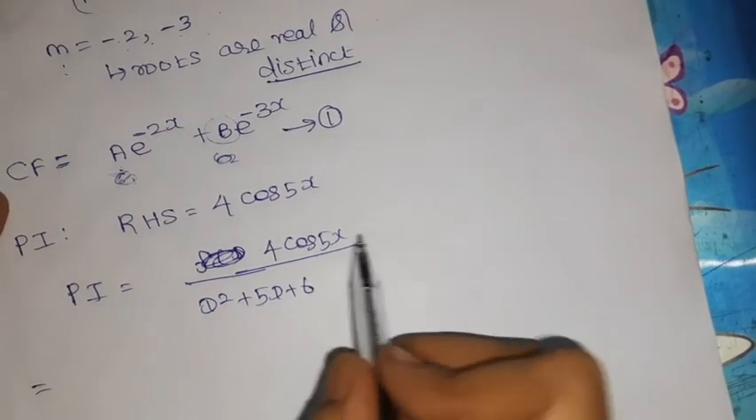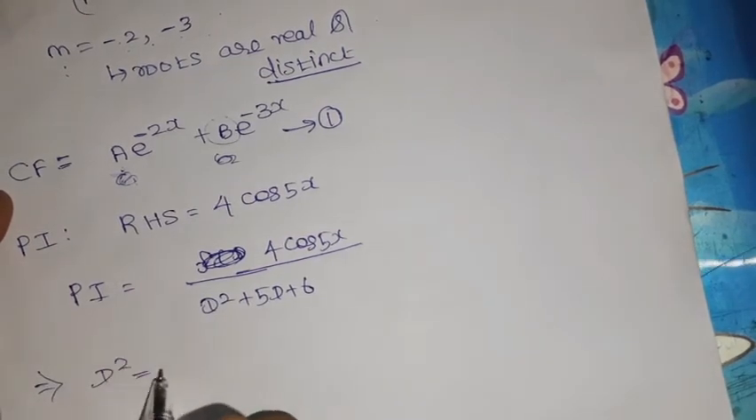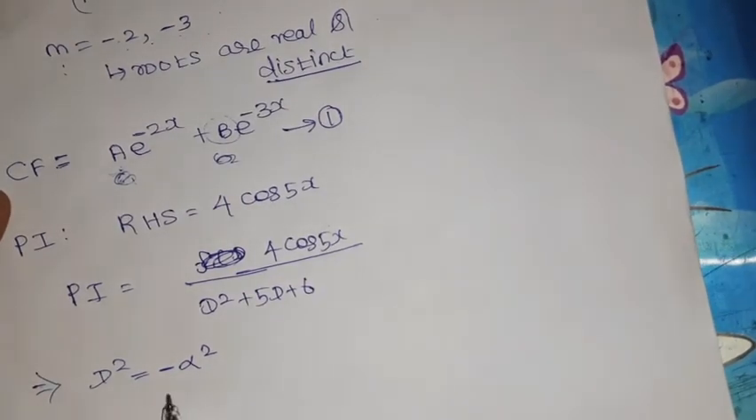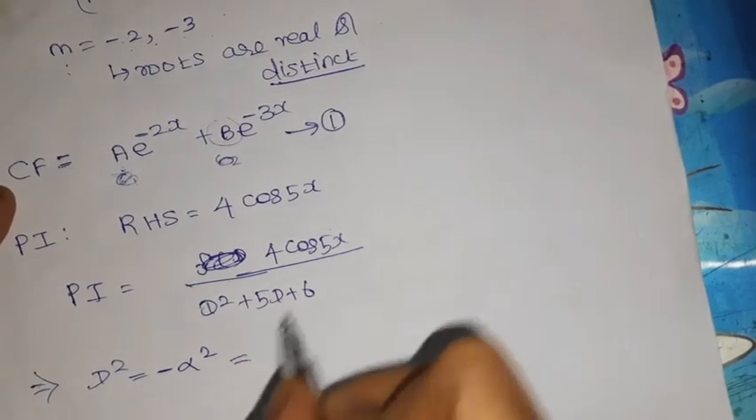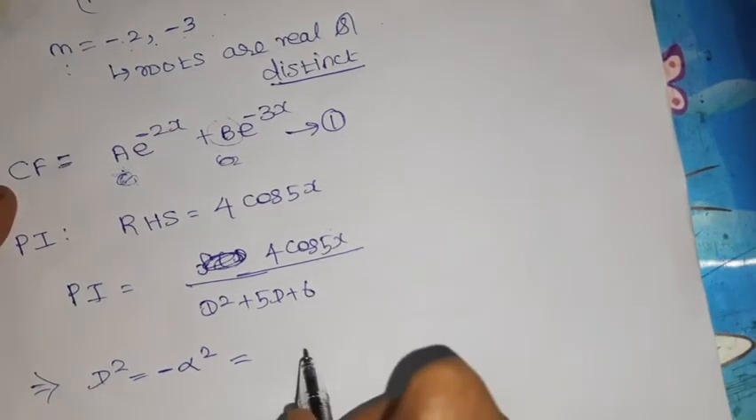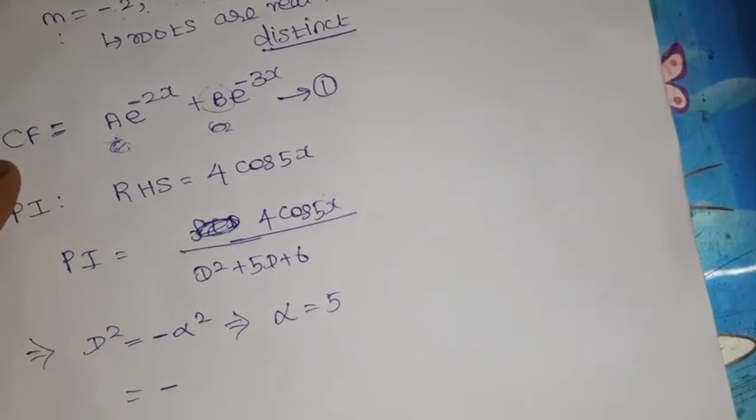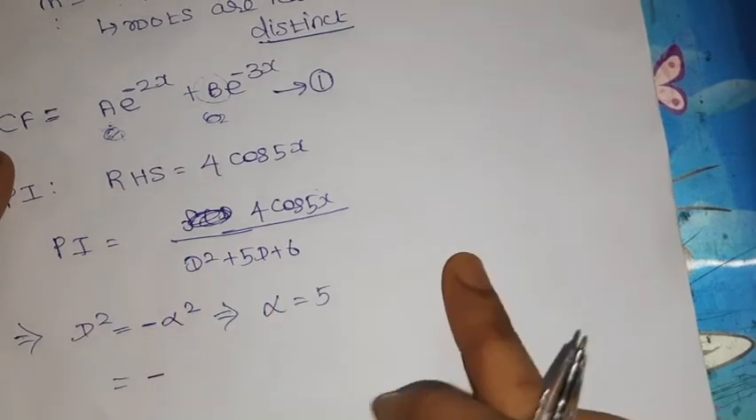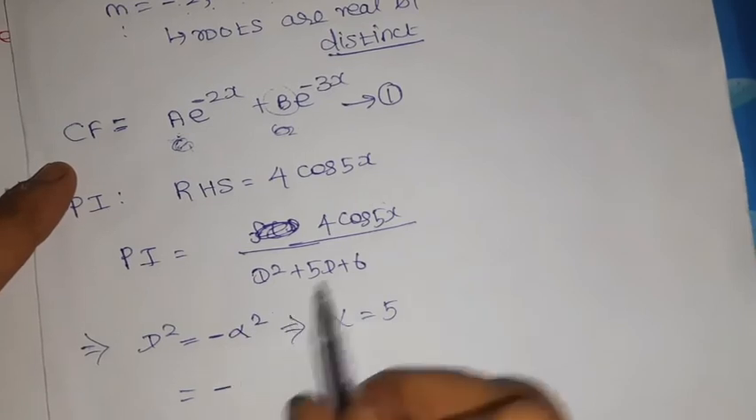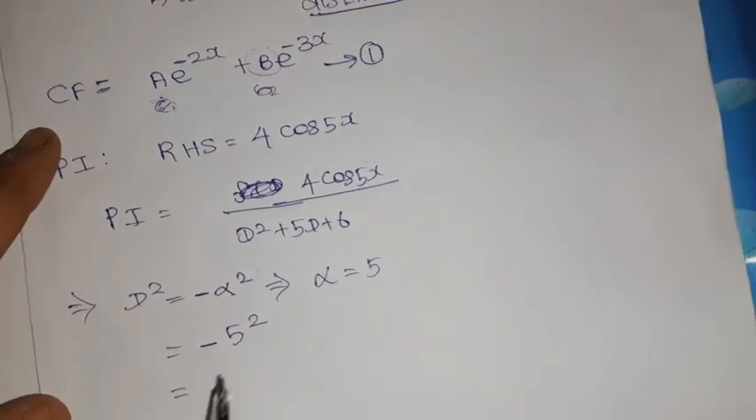We need to substitute for d squared. What is the formula? d squared equal to minus alpha squared, for cos alpha x. Alpha here is 5, alpha equal to 5. The minus should be outside; it is not minus alpha the whole square, so that should be very clear. Just square the alpha alone, alpha being 5 squared. I am writing it clearly for the first time.